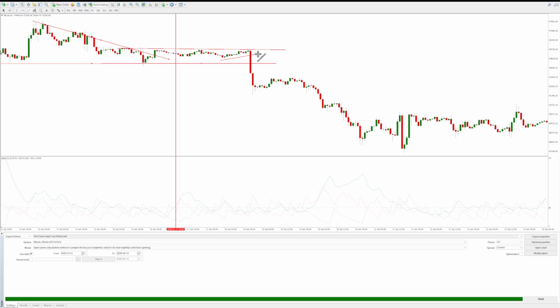Okay, you also have this wedge pattern in there and bearish candlestick patterns as well. Got an engulfing bearish bar there. So yeah, a big engulfing bar there as well.